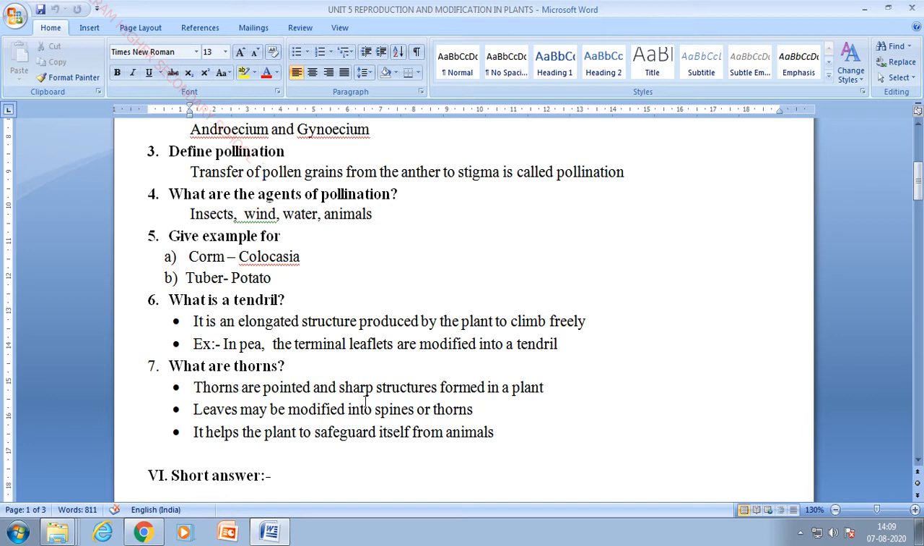Okay, so that thorn is called thorns. So what are thorns? Thorns are pointed and sharp structures formed in a plant. So leaves may be modified into spines or thorns. It helps the plant to safeguard itself from animals.